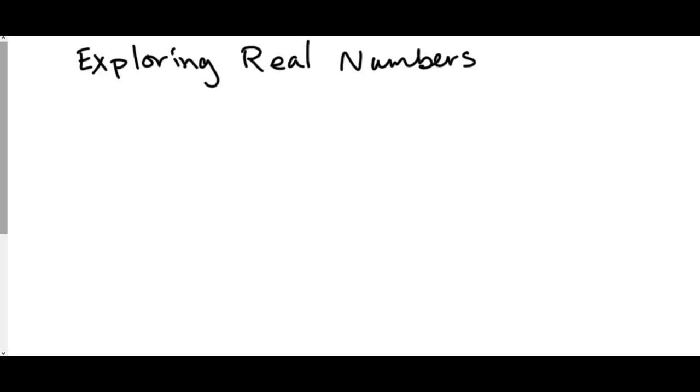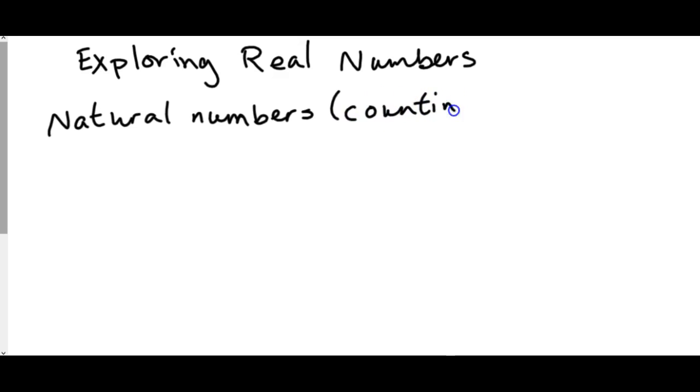This video will be about exploring real numbers. So when we're looking at numbers, there's actually a lot of different groups of numbers. The first is called the natural numbers. Sometimes these are also called the counting numbers because they're the numbers you learn when you first learn to count. So 1, 2, 3, 4, 5, 6, so on and so forth.